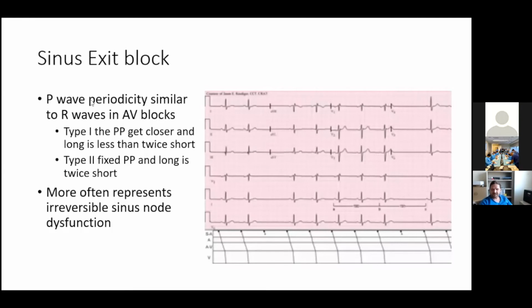So talking about the sinus exit block, this is where P waves are going to have a periodicity similar to the R waves in AV blocks. So you're going to have grouped beating in type 1, which is like Wenckebach. The P-to-Ps are going to get closer together, just like the R-to-Rs get closer together. And in type 2, the P-to-Ps are going to be fixed. This sinus exit block usually represents some scarring in the sinus node and much more often represents an irreversible cause of sinus node dysfunction.